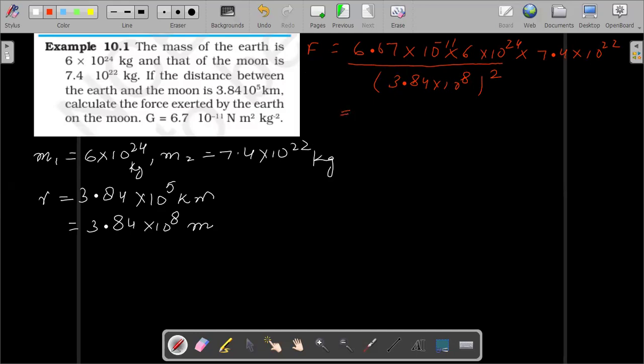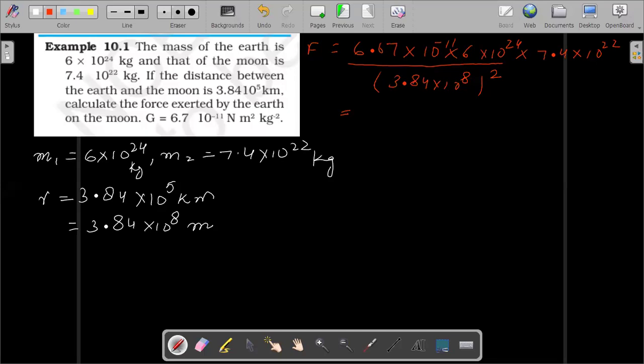Okay, see. So Rohit and Harshit, Harshit, can you solve it further? Yes, sir, we can. It becomes 3.84 into 3.84, which becomes 14.7456 into 10 to the power 16, because 8 into 2. Then we do 6.67 into 6 into 7.4. See, somewhere we will be using some approximation to find out the answer. We won't be using exact values since we are not using a calculator. So see where all we can do such kind of things.